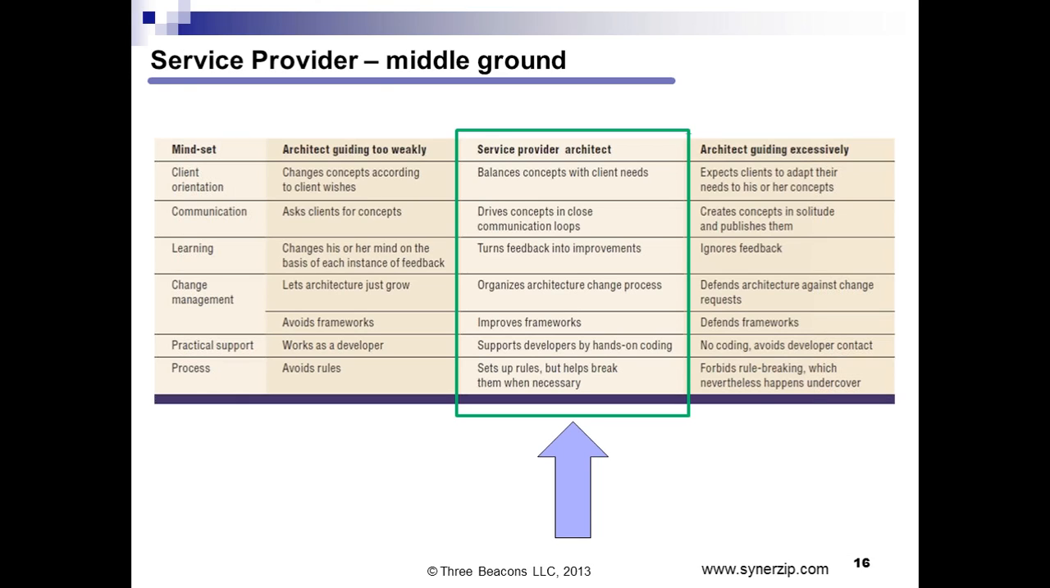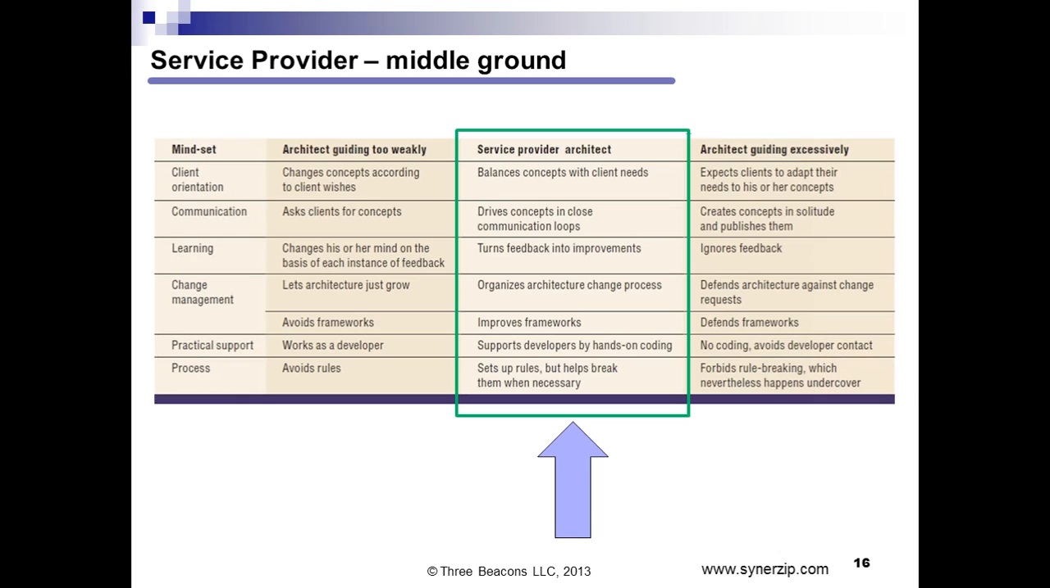Let's look at the next one, learning. If your architect is guiding too weakly, they tend to change their mind on the basis of each instance of feedback. And that's a formula for disaster. I've seen it quite a bit, that the architecture reflects whoever the architect talked to last. Now if the architect is guiding excessively, then they're absolutely ignoring feedback. So the sweet spot is that the Agile architect turns feedback into improvements and evolves the architecture as they go.